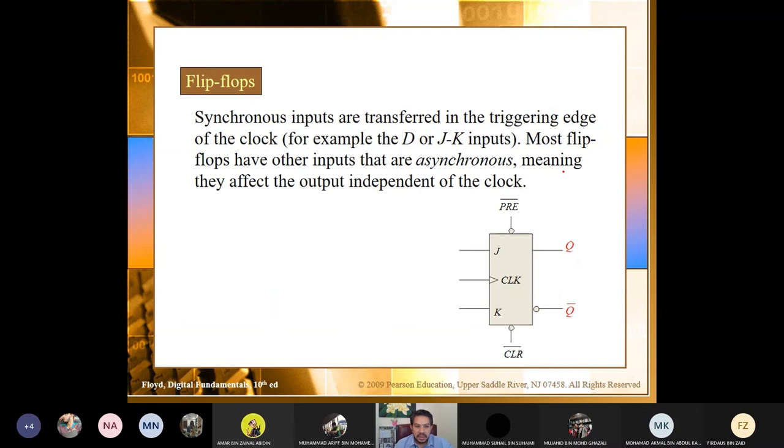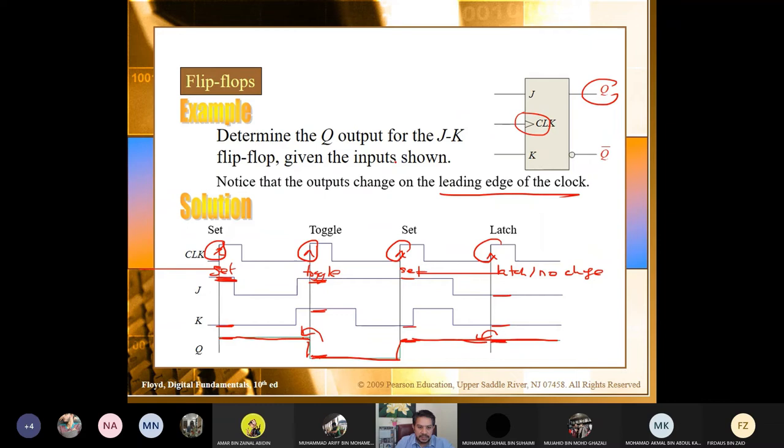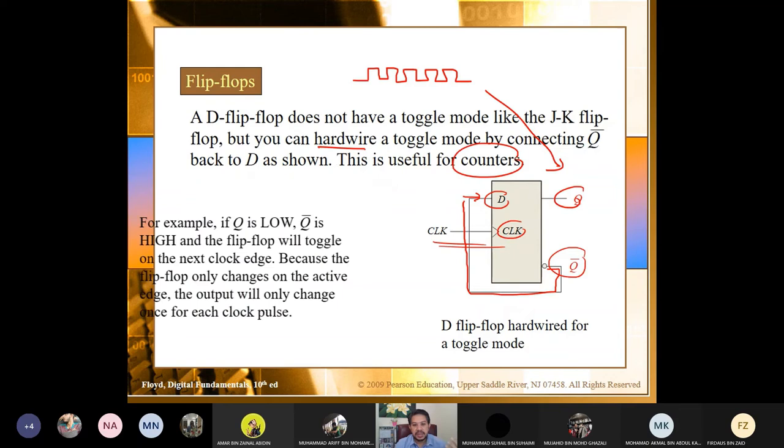Right, so in the video, it's mentioned about preset and also clear. The video earlier doesn't explain what a preset is and what clear is. So in the synchronous inputs for D or JK inputs, most of the flip-flops are asynchronous. Asynchronous means that if you look at the timing diagram, for example, between here, it's not necessary. So this is an example of asynchronous, because here it is not aligned, not in line with this. If it's synchronous, it will be the same as the clock and also the J and K. So it depends on the system. Some systems are synchronous, some are asynchronous.